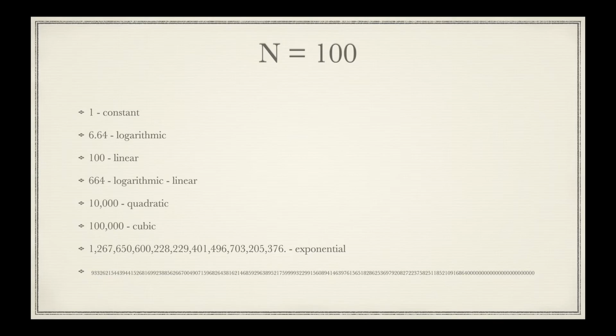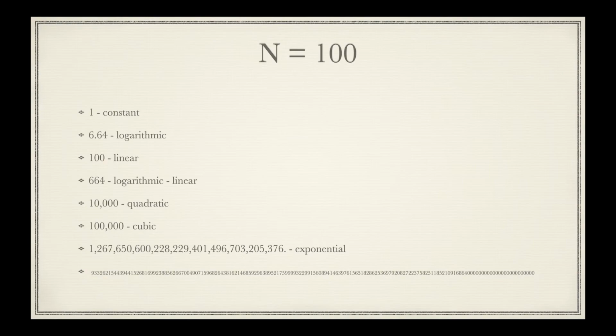So I put in, for each equation type, what would happen if you put in size 100. So if you see constant, obviously n doesn't affect constant time. Logarithmic, it's 6.64. Linear is 100, n is equal to 100. Linear logarithmic is those two multiplied by each other. Quadratic would be 10,000. Cubic, 100,000. Exponential, a number I can't even pronounce. And factorial is a number way beyond exponential.